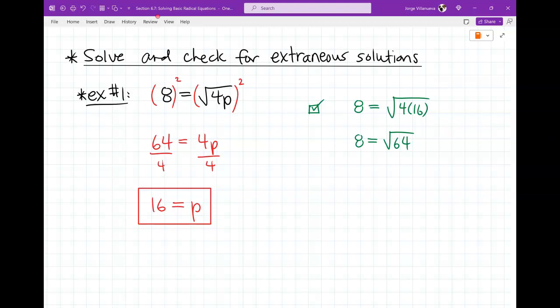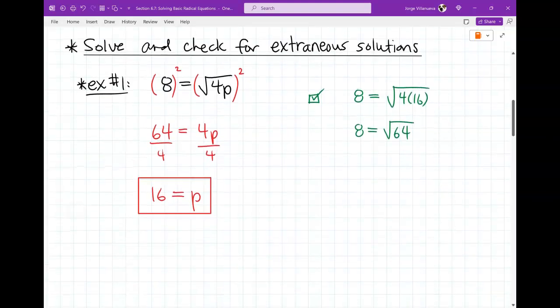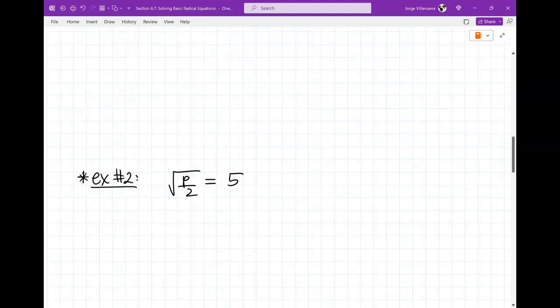So we're done. Again, these are basic solving for radicals. They do get a little bit more involved, but this is the main idea: square both sides, and then solve. Sometimes you might have to fix it a little bit, but for the most part, you're squaring both sides, and then you're solving. Any questions on this one? Again, the main thing is squaring, right?